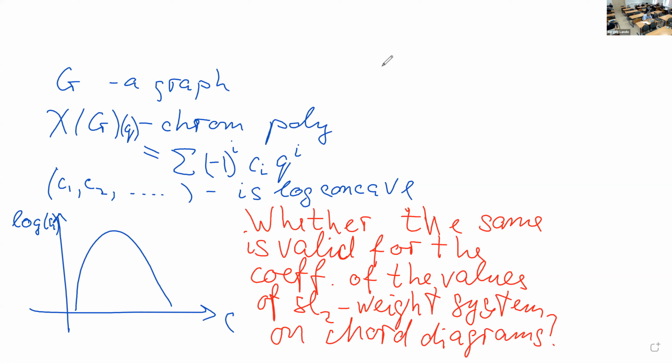Zhenya Krasilnikov got values of the sl2 weight system on graphs that do not have integer coefficients. But nevertheless, this property of log-concavity holds for these polynomials. And it would be very interesting to know whether this is always true.